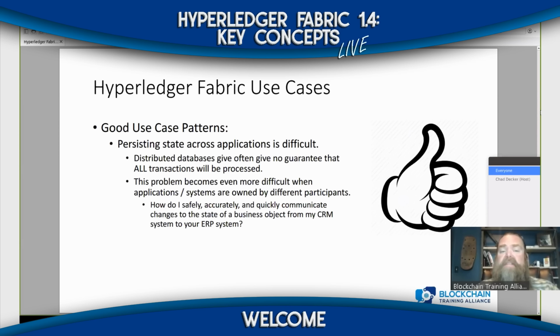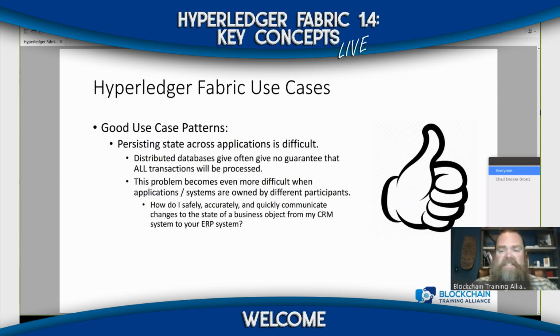Another good use case pattern for blockchain: persisting state across different applications. This is something that is very, very difficult to do given conventional technology. In fact, if you go to your AWS dashboard, you can see all of these different solution components that you can deploy into your AWS instance. What you don't see is any option that allows you to maintain or persist state across all of those different applications. This is a very, very difficult thing to do.